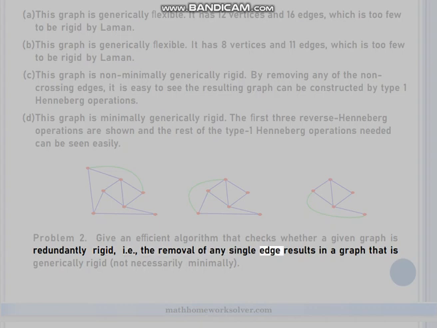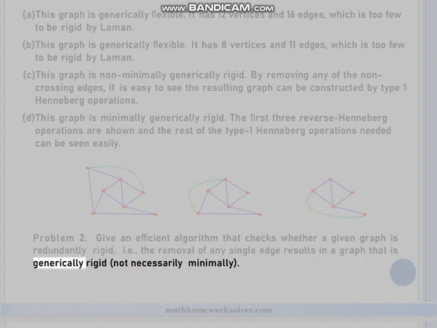Problem 2. Give an efficient algorithm that checks whether a given graph is redundantly rigid, i.e., the removal of any single edge results in a graph that is generically rigid, not necessarily minimally.